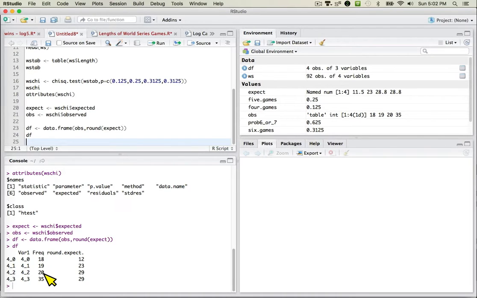Here we see only 20 6-game series when we expected 29. And for the number of series that went full 7 games, that's happened 35 times, and we expect that to happen about 29. So not a great divergence there. So the two most unexpected differences are an over-representation of sweeps and an under-representation of 6-game series.